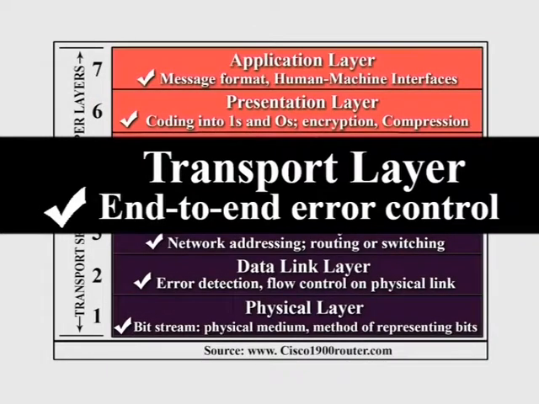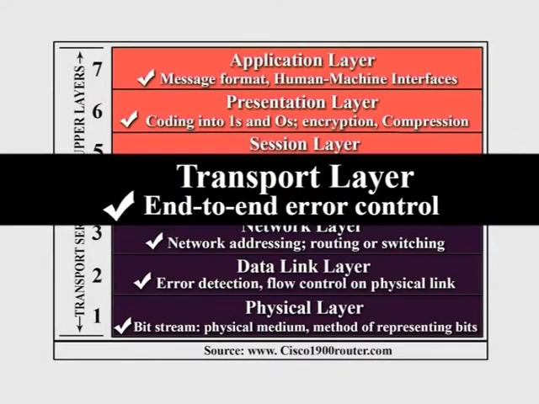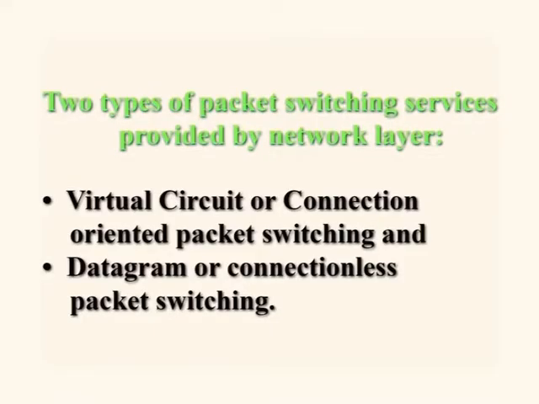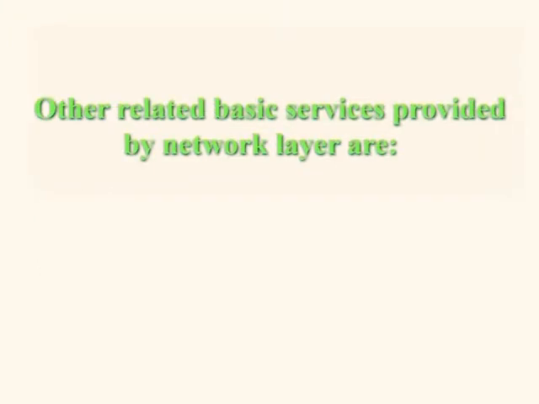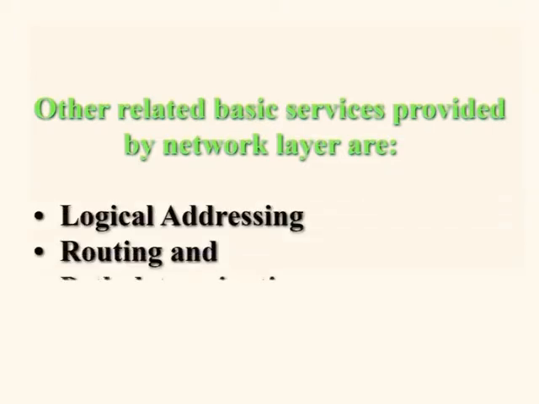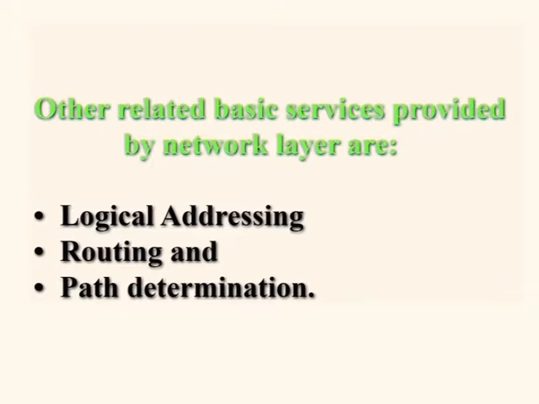In this session, we will have a look at what processing is actually done by the network layer and what services the network layer provides to the transport layer. The network layer provides two types of packet switching services. These are virtual circuit or connection oriented packet switching and datagram or connectionless packet switching. The network layer also provides 3 other related basic services. These are logical addressing, routing and path determination. In this program, we will take up types of packet switching and logical addressing, commonly known as IP addressing.